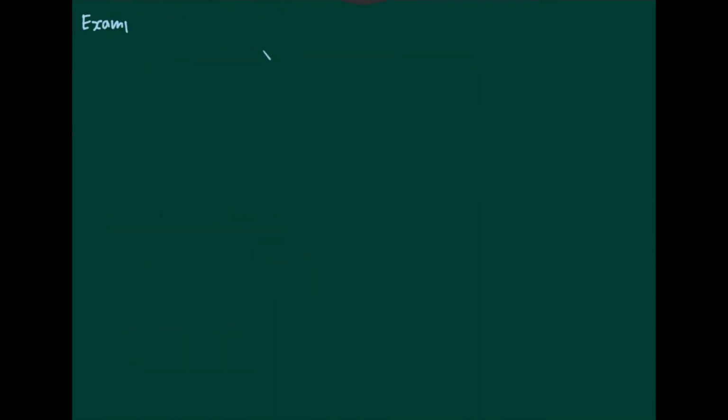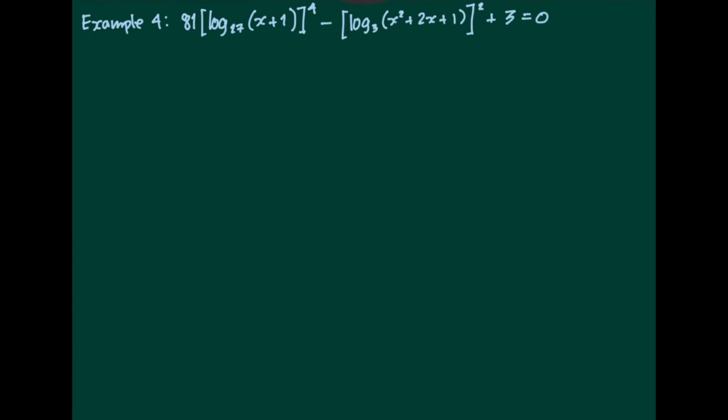For our fourth example on logarithmic equations, we want to solve for x in this equation. So 81 times the quantity log base 27 of x plus 1, close parenthesis to the fourth power, minus the open quantity log base 3 of x squared plus 2x plus 1, quantity squared, plus 3 equals 0. So, before we proceed, tignan natin kung paano natin ito i-attack.